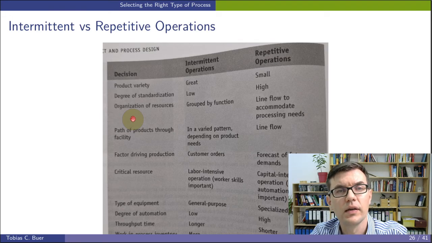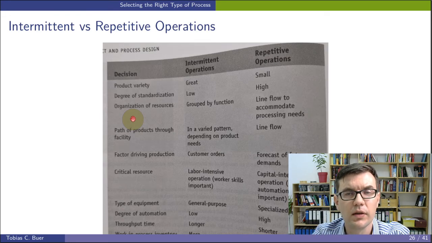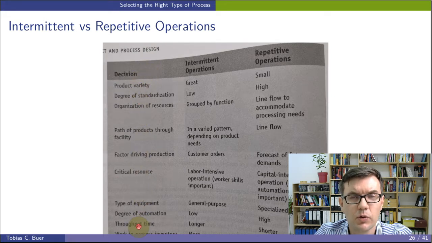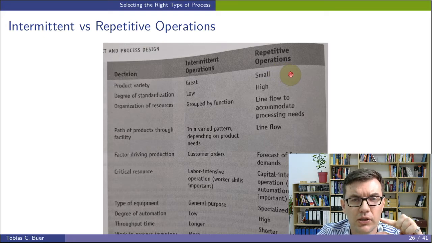Let's compare the intermittent and the repetitive operations. We do this by such a table where in the first column we have the criteria that we want to use to compare both operations. The first criterion is the product variety. For intermittent operations we have a big variety, many different products with different features, different characteristics. And for the repetitive operations, we have a rather small variety of products.